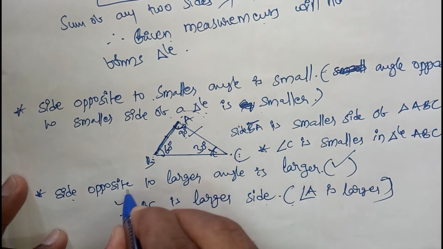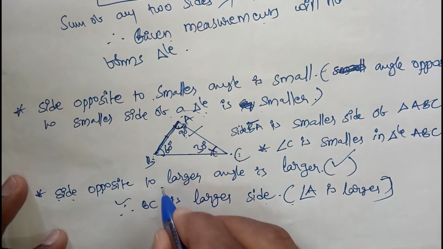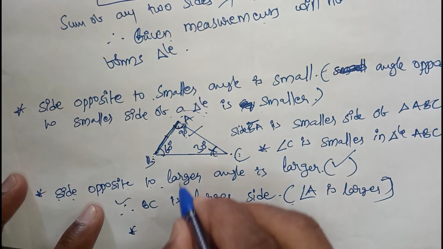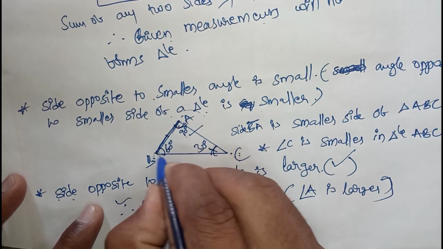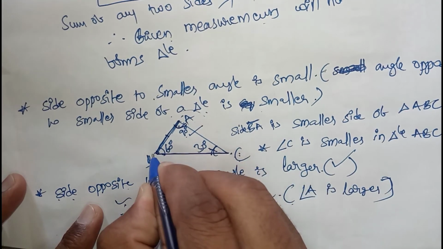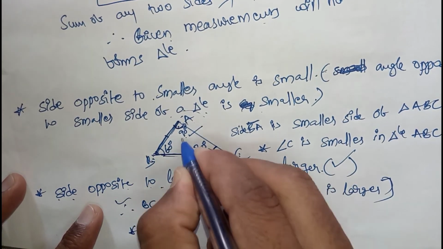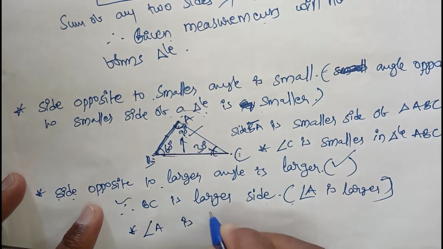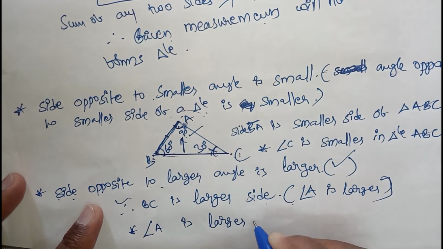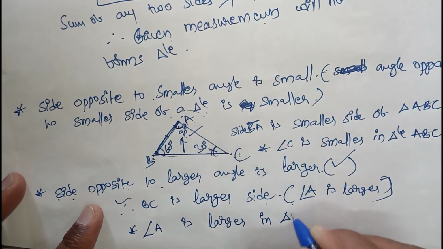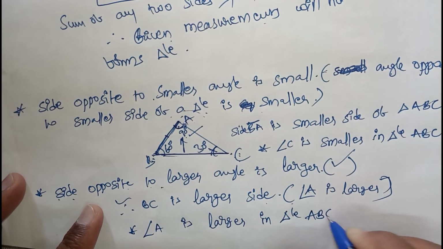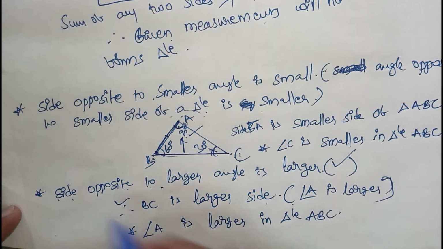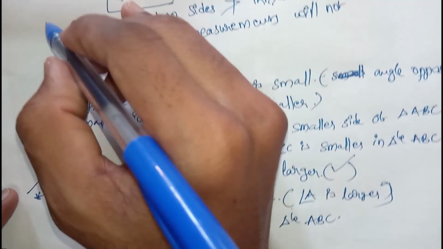And the converse of this statement is: the angle opposite to the larger side is larger. The larger side is BC. For BC, the opposite angle is angle A. Therefore, angle A is larger in triangle ABC. So remember these 3 points in inequality of triangles.